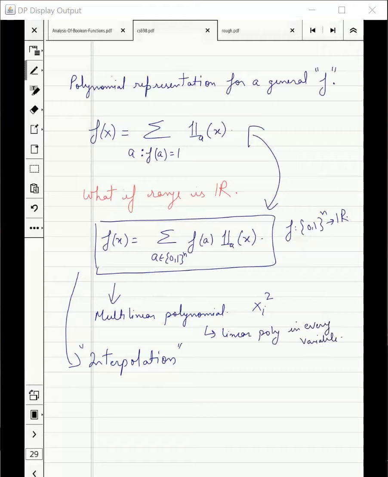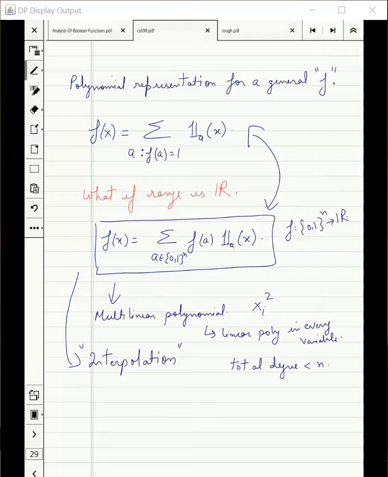Because I'm going to take a jump now. Another thing. This is linear in every variable. What about the total degree? Less than or equal to n. Precisely, because there are n variables, none of them can have degree more than 1. But can it have degree equal to n? Yes. If you take just the indicator function, you will see that for every indicator function, the degree is n.